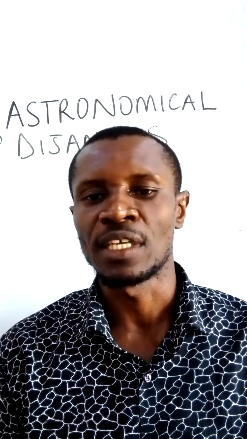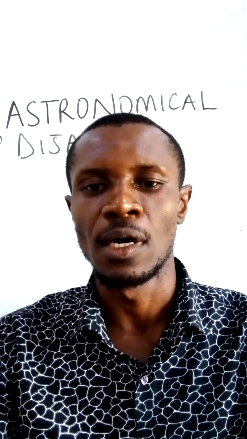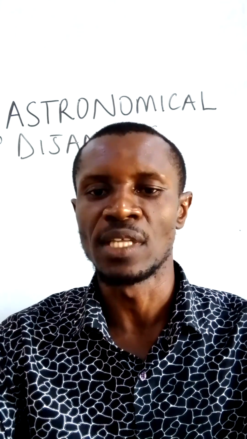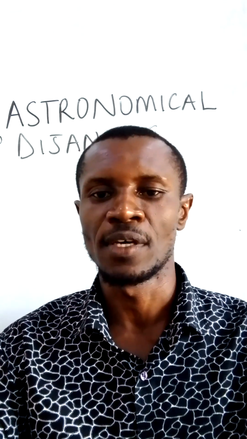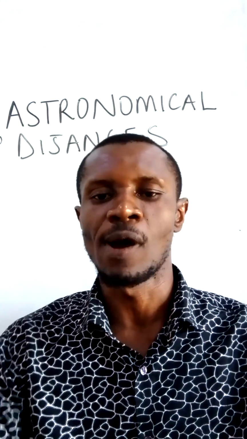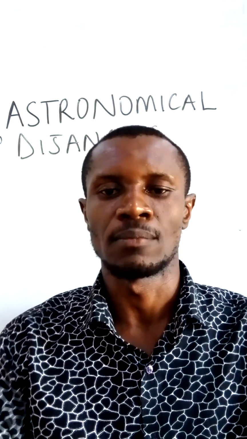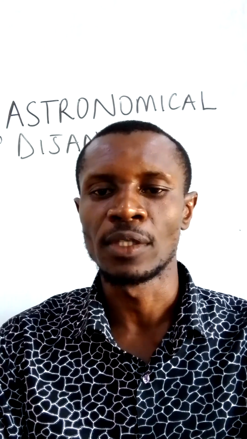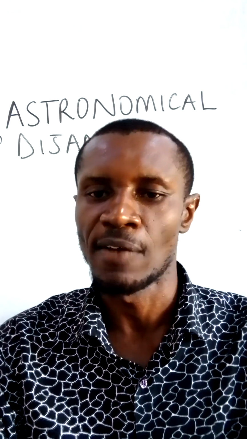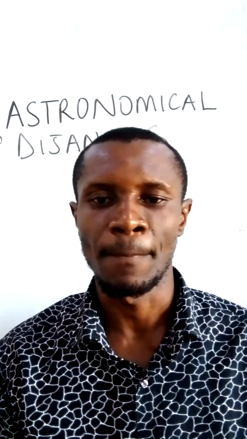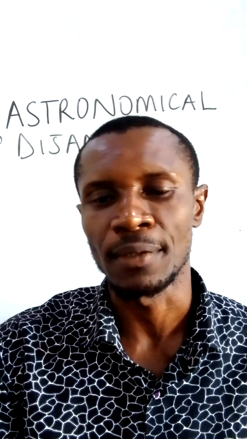Now, three of the most commonly used units of expressing distances in these fields are: number one, we have what we call the astronomical unit. Number two, we have what we call the light year. Number three, we have another unit which we call the parsec. Now I'm going to take them briefly one after the other.